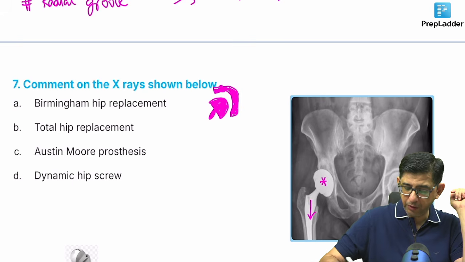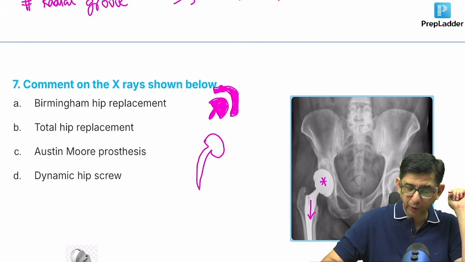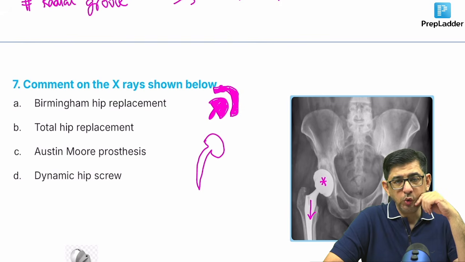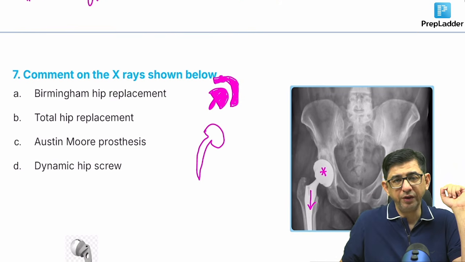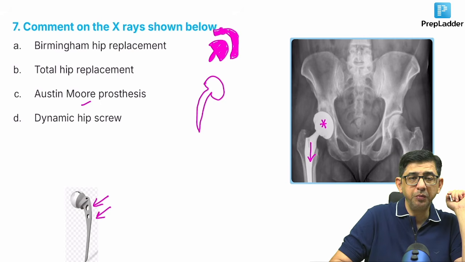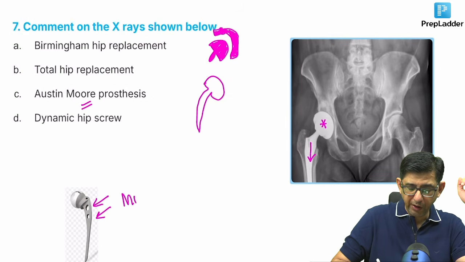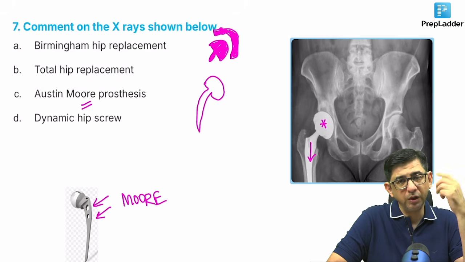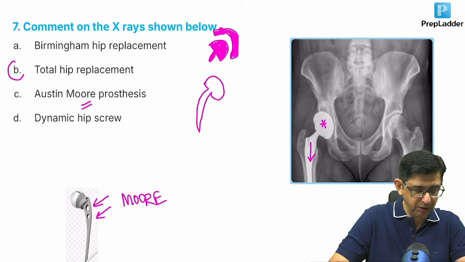Okay, let me try to recreate it once again. It goes pointed downwards. There are no holes present in it. If you look at the second image that I'm currently showing, it also has holes present. So if these holes were present, I would say Austin Moore. Austin Moore has the O word in it. So that O alphabet helps you identify that that is the Austin Moore prosthesis. But this is a total hip replacement, that is THR, in this particular patient.